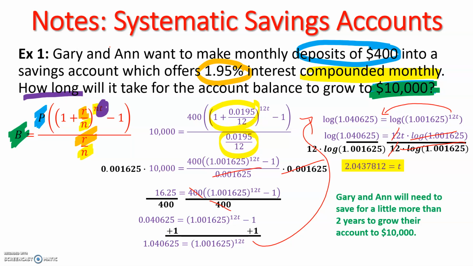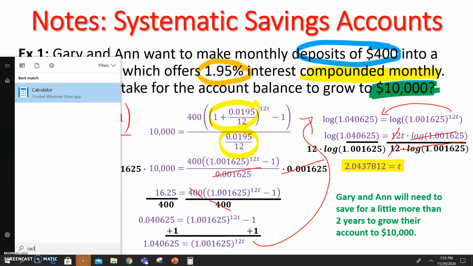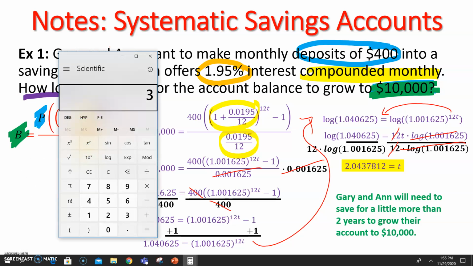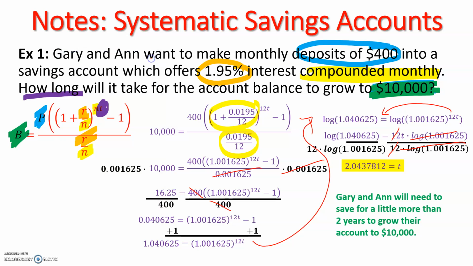We could get crazy specific and, like I said, figure out the exact number of days, right? There are 365 days in a year. 0.0437812 of that would be about 16 days. So we could say 2 years and 16 days. However, because this is being compounded monthly, I would argue that we would have to just go up to the next month. So 2 years and 1 month. And that's it.